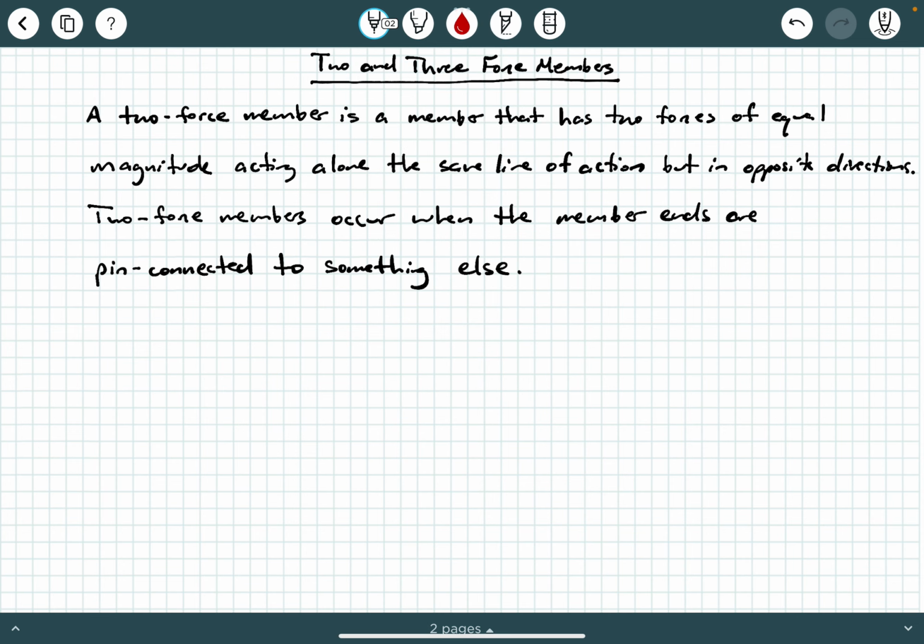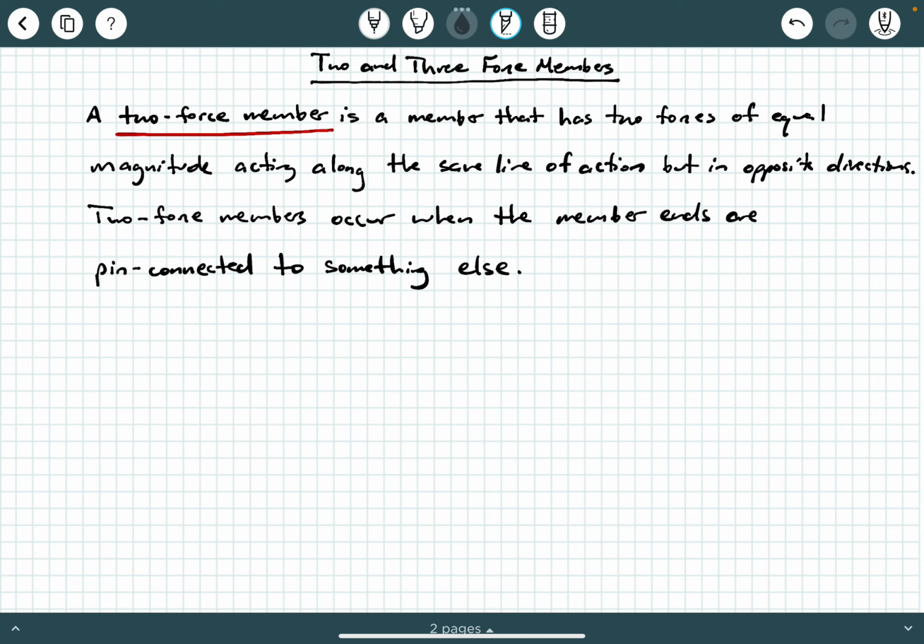Well, a 2 force member is a member that has 2 forces of equal magnitude acting along the same line of action, but in opposite directions. 2 force members occur when the member ends are pin connected to something else, okay?